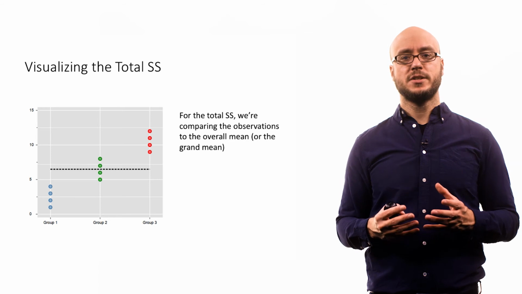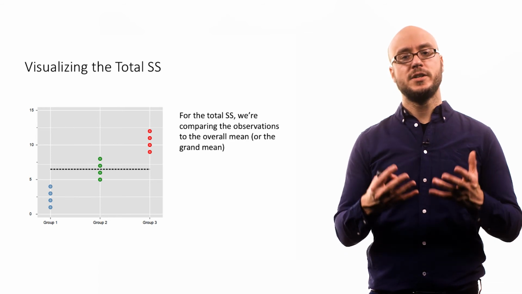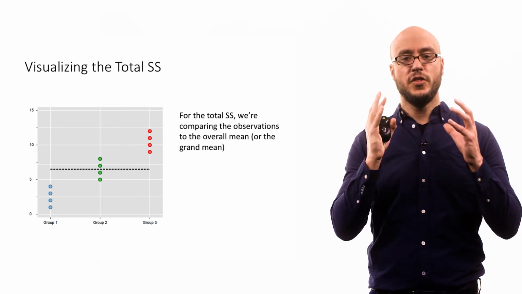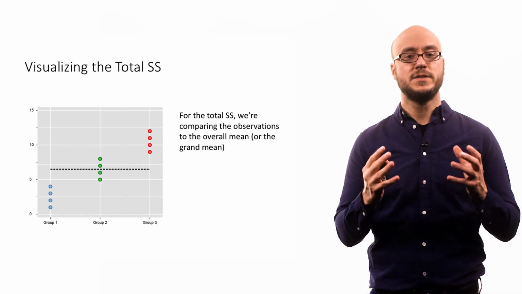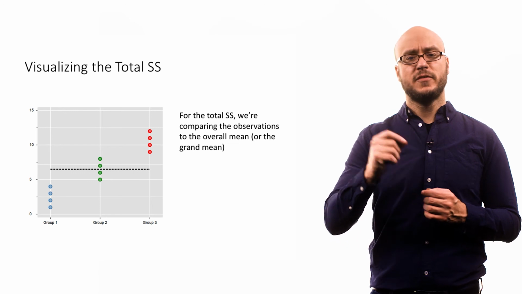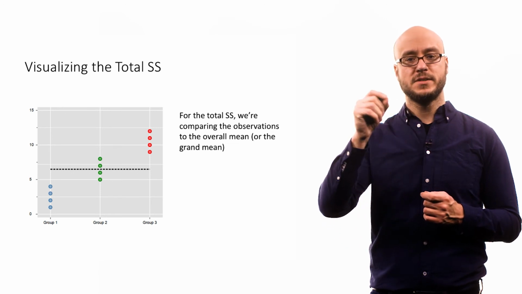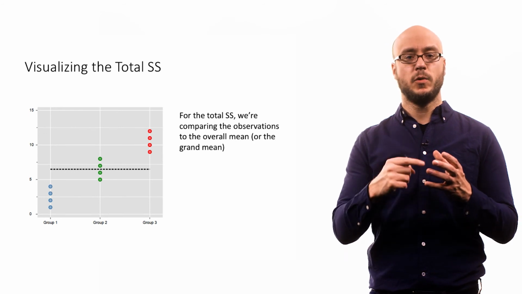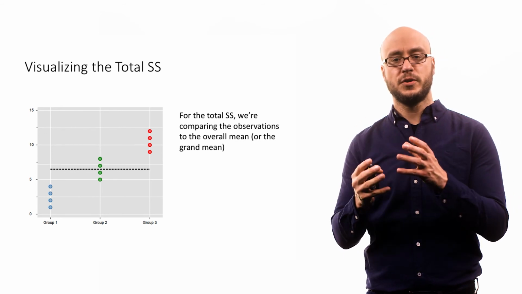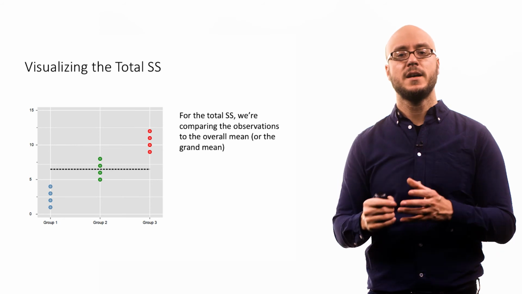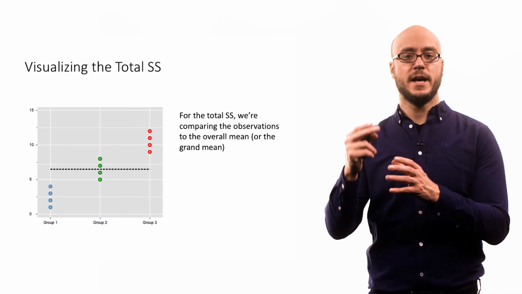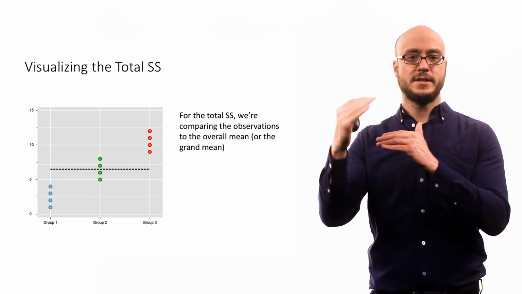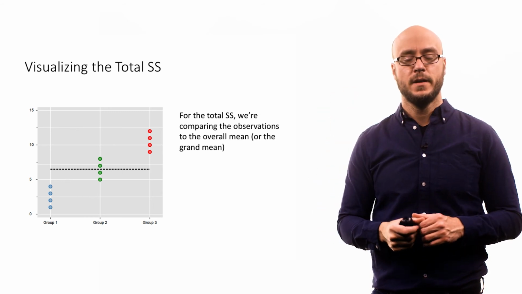We can visualize the total sum of squares for our data set using this graphic. The dotted line represents the overall or grand mean of 6.5. Then you can see for each group, we have these 4 different observations. So for group 1, we have values of 1, 2, 3, and 4. For group 2, we have values of 5, 6, 7, 8. And for group 3, we have 9, 10, 11, 12. So you can see each group has a set of values that are higher.